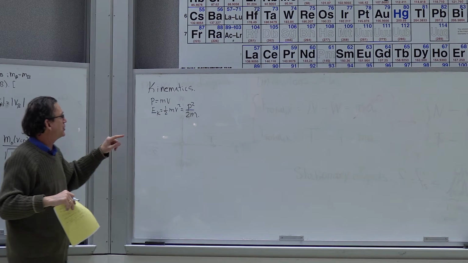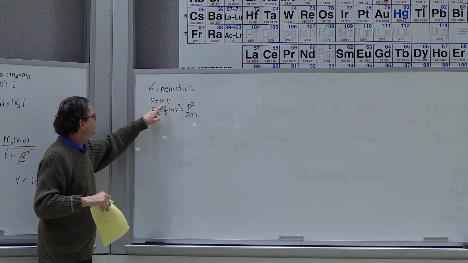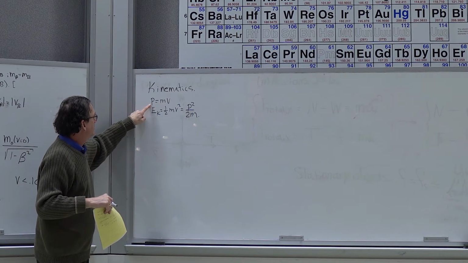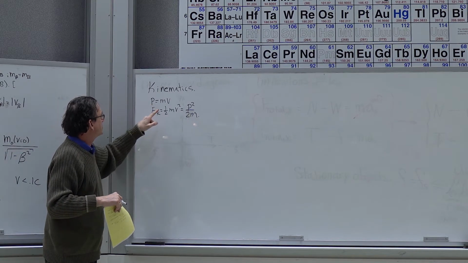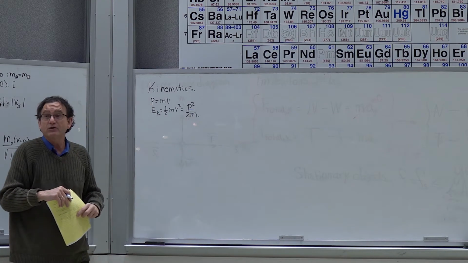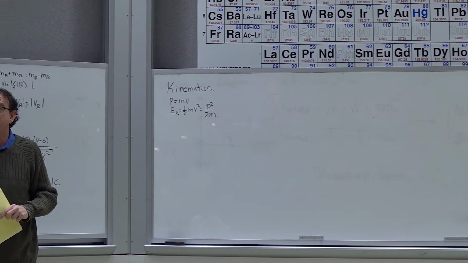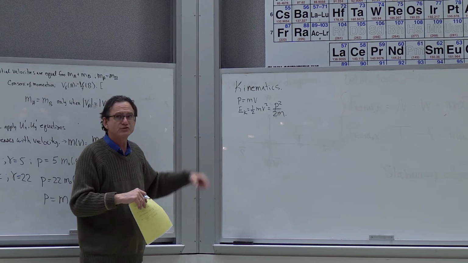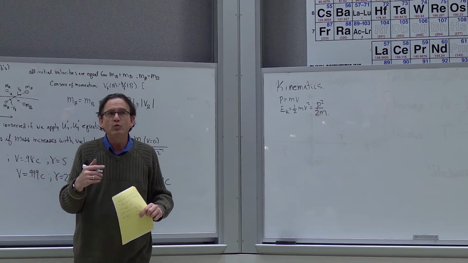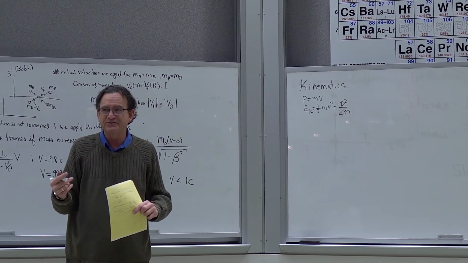There are 4 variables: mass, momentum, energy, and velocity. And they're all related by these two equations, really. So we're going to have to replace those equations.